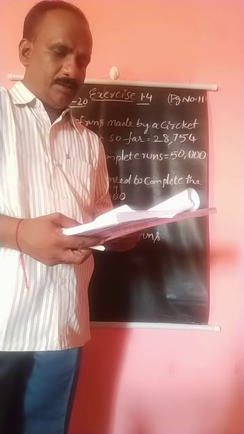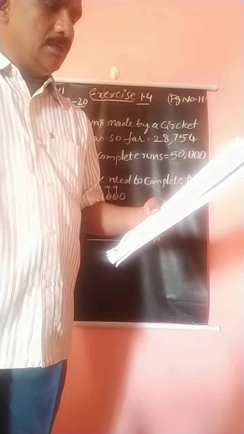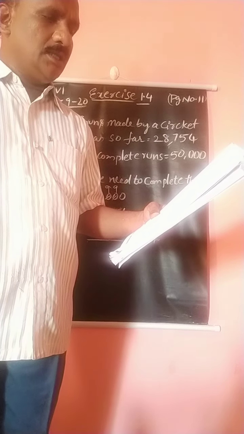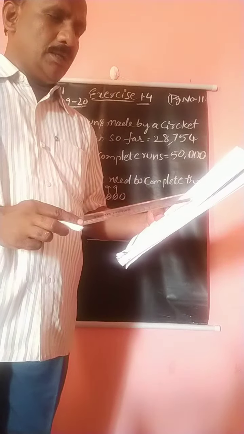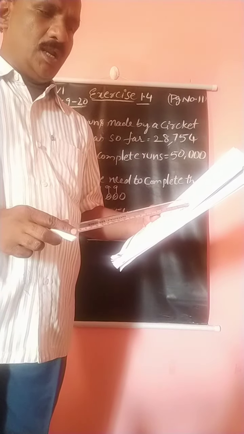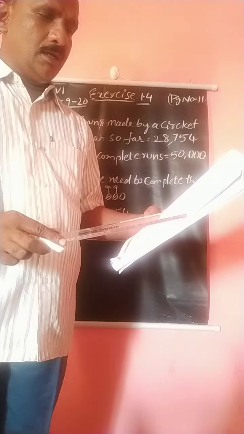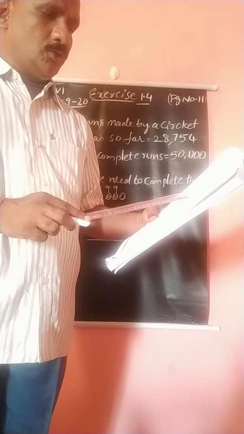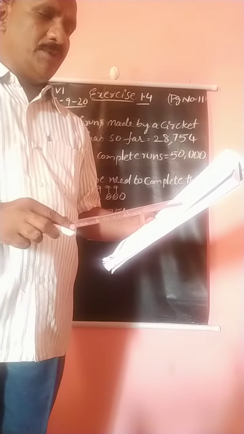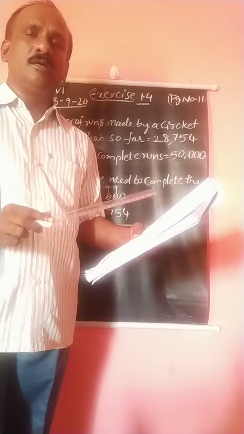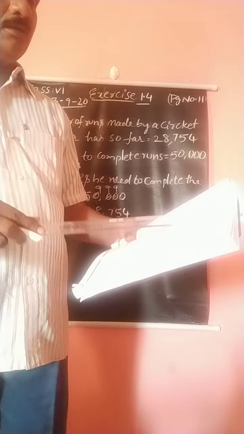Now you go for the 6th one. In an election, the successful candidate registered 1,32,356 votes and his nearest rival secured 42,246 votes. Find the majority of the successful candidate. It is also the same kind of problem, children. You can do this problem.